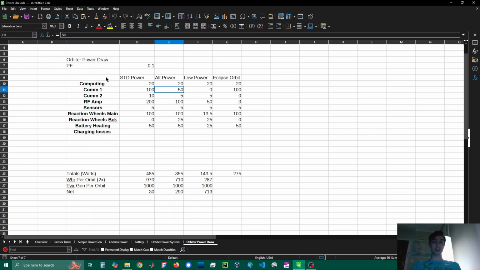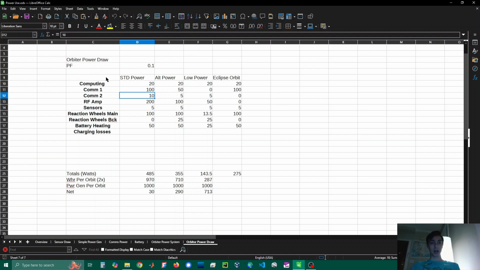All power, it's just going to do 50%, low power 0, and in eclipse orbit. So this is when we are saying that it's in the eclipse period, so it's not generating any power. So we don't have the survival mode as we do on the probes. We're going to say 100 watts and say that it's communicating with the probes.